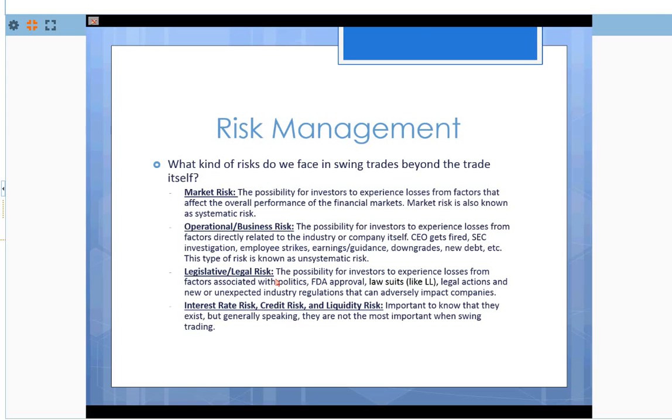Operational or business risk is the possibility for investors to experience losses from factors directly related to the industry or company itself. If the CEO gets fired, the SEC investigates, earnings and guidance are downgraded, or new debts appear, it's known as unsystematic risk.